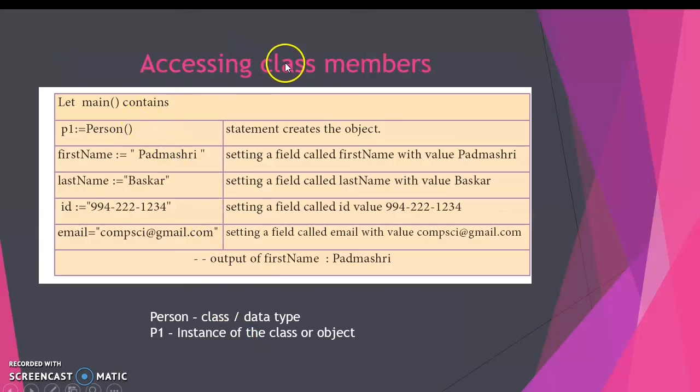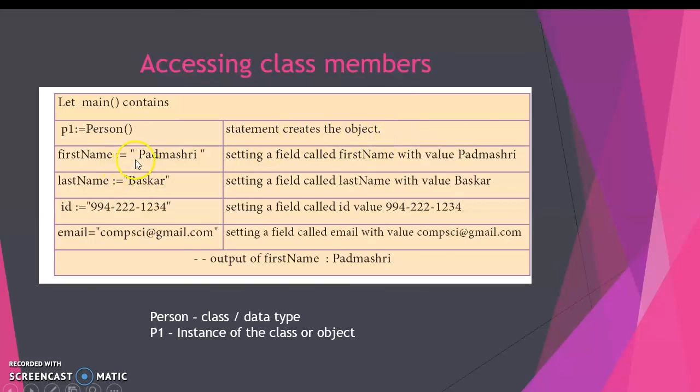Now you can see how to access these class members. If you want to access your class members, you must create an object. How is the object created? In the Python programming language, you specify the object name, then equal to the class name with parentheses. This statement is used to create an object. Here P1 is the object. P1 is equal to person. So in this line we are creating an object to access the class elements.